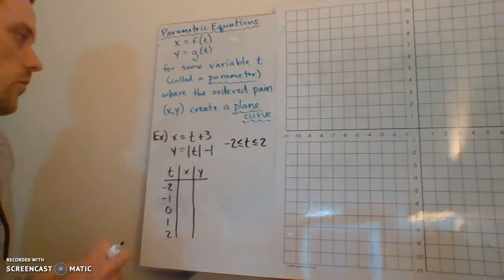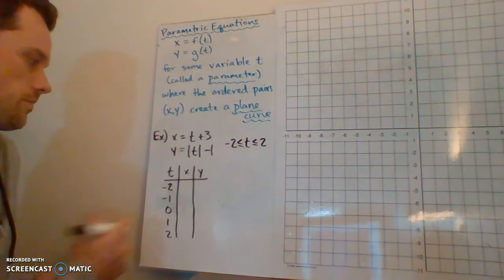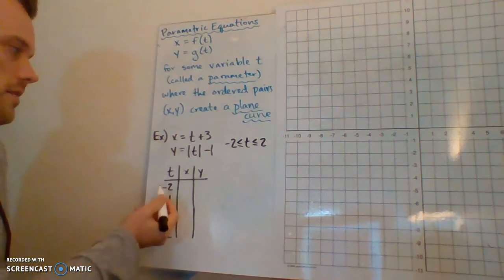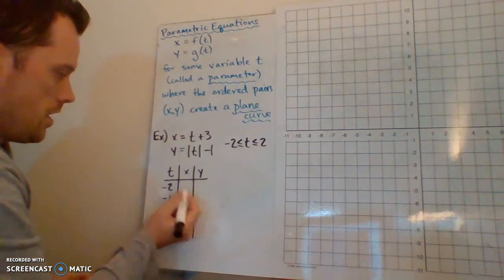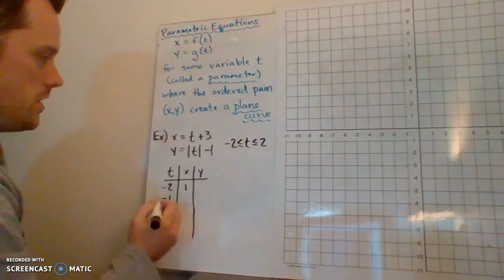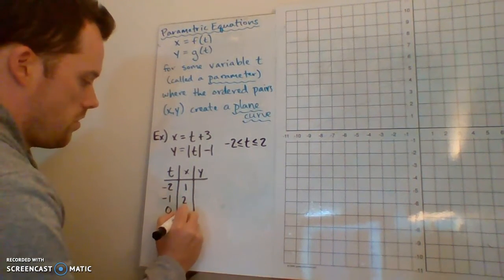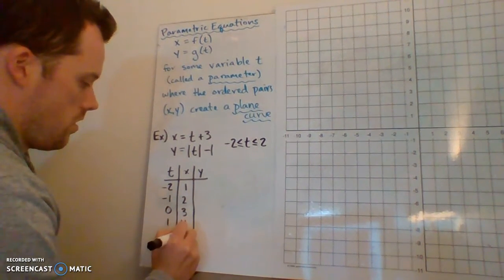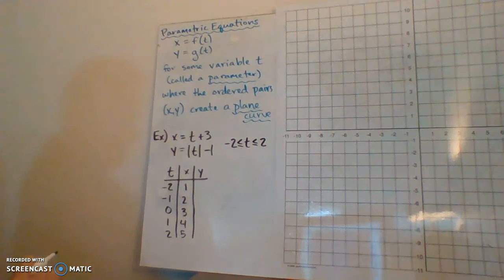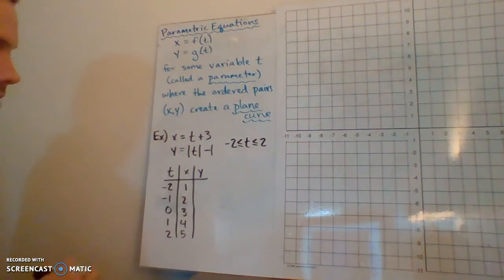So if I look at my first equation for x, I'm just taking my t value and adding 3. So when t equals -2, x equals 1. When t equals -1, x equals 2, 3, 4, and 5. Okay, so now I have the x value for my 5 ordered pairs, and I need my y value first before I can do anything on my graph.